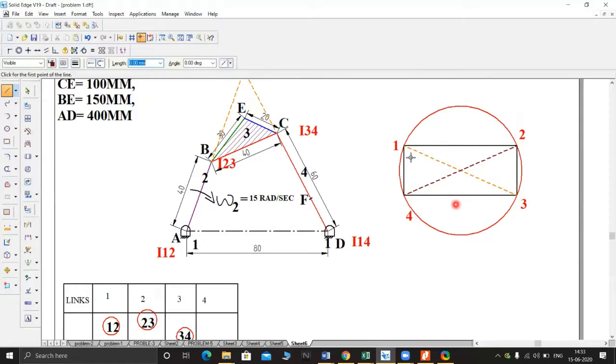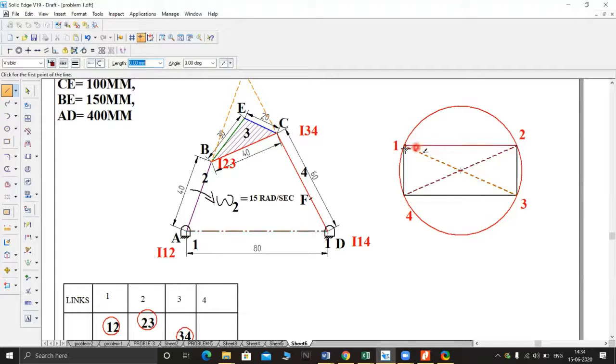I24. So again, we will see the two triangles: 1, 2, 4 and 2, 3, 4. Therefore, first we'll take this triangle. If you want I24, you need I12 and I14. I12 is here, I14 is here.